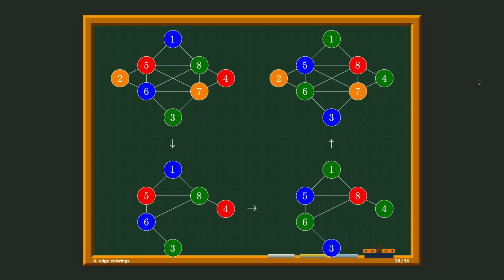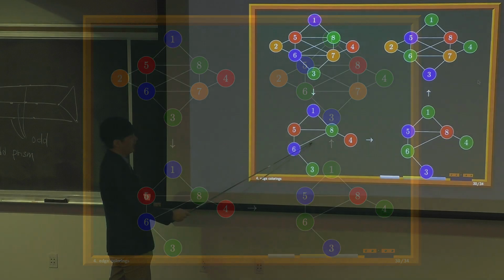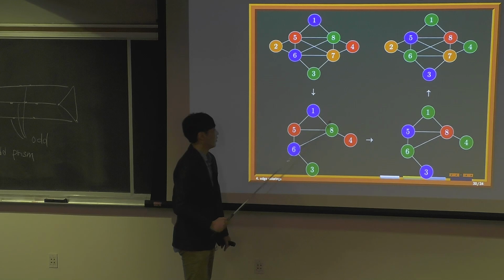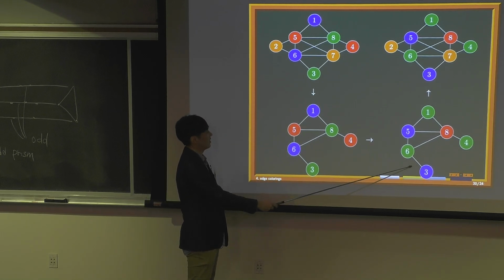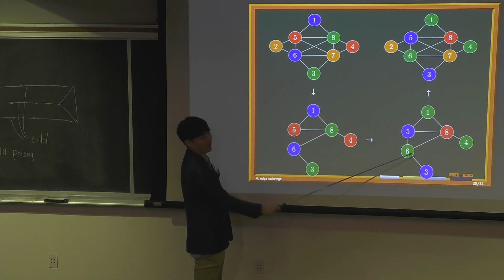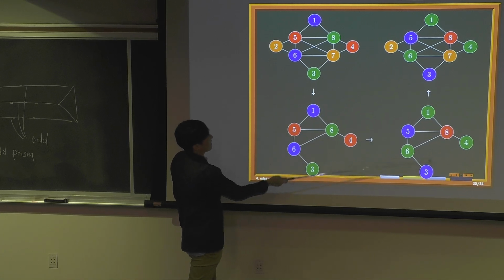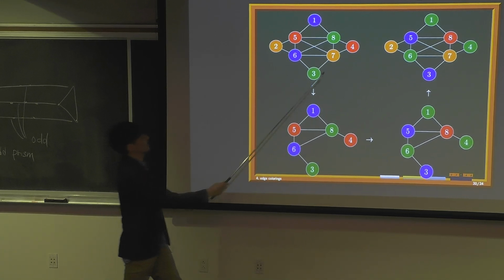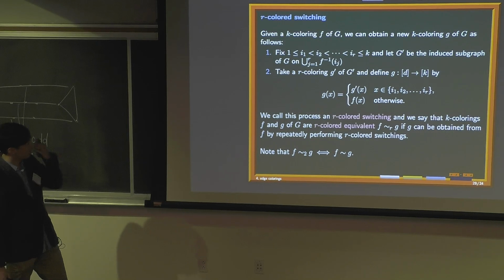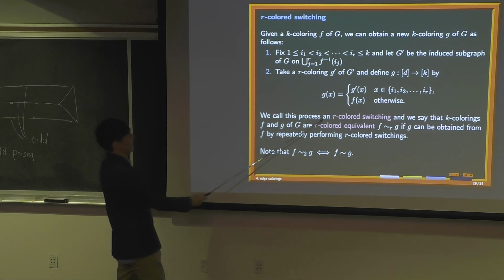Now we choose 3 colors, for example blue, red, green. We consider the subgraph on these 3 colors, and we take another 3-coloring on this graph. You can choose any 3-coloring you like. Then we put this 3-coloring back into the original coloring, and then we can get a new 4-coloring. We call this process r-colored switching.